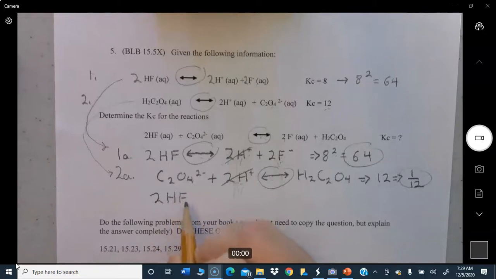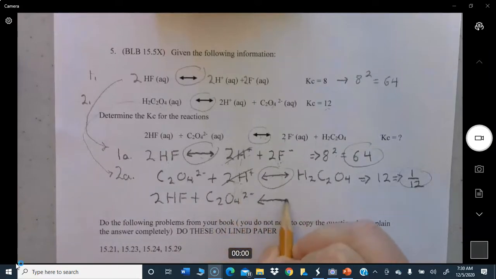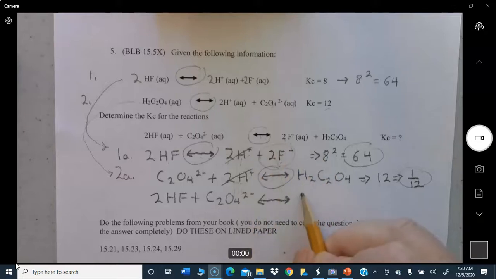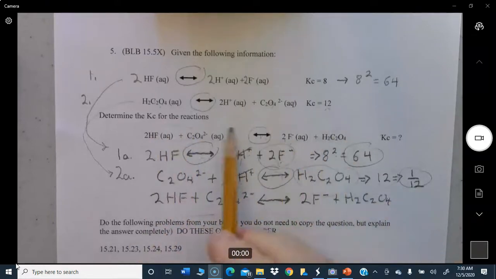Okay, and over on this side, let's see, nothing else cancels, so over on this side we have 2HF plus this. And over on the right side, we have the 2F minus. And we also have the H2C2O4. And if we compare this with our target, it does match up.